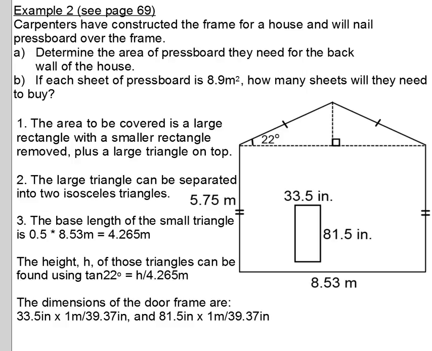The dimensions of the door frame are, and we're using the equivalence, which is that 1 meter is 39.37 inches. So we can take our 33.5 and 81.5 inch dimensions and multiply those by that ratio, which in this case would convert each of the dimensions into meters. So we'll be taking 33.5 and dividing it by 39.37, or multiplying by its reciprocal, and likewise with 81.5, multiply that by 1 over 39.37. So that would convert our units, and we could move on to step 4.